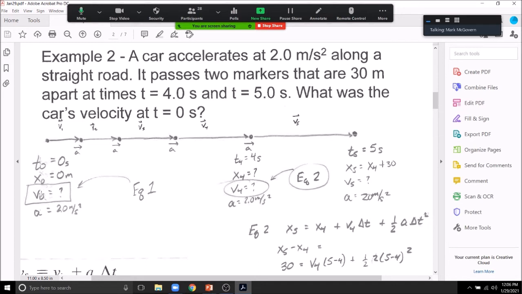I don't know what my initial velocity is, okay? You can't assume you're at rest. It doesn't say you're at rest. And we're probably not at rest, actually, to begin with, at least. But I do know my acceleration is 2 meters per second squared. That's the same throughout.